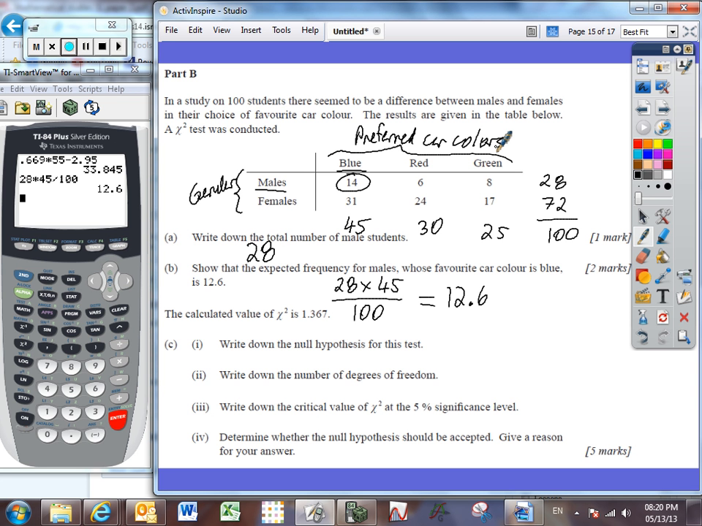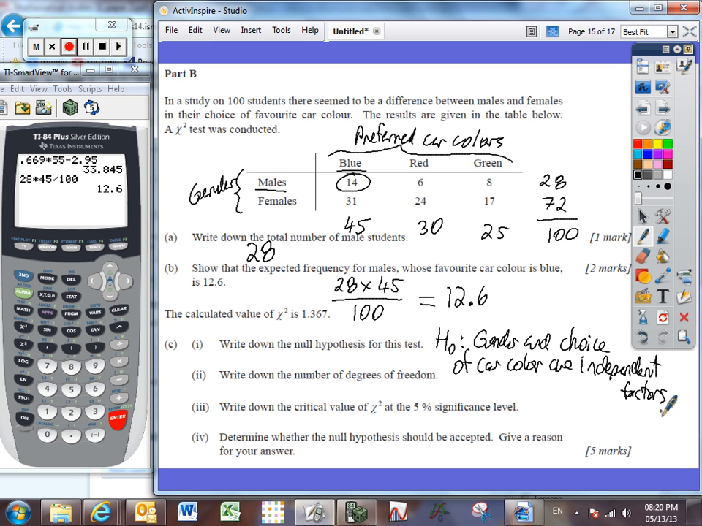Okay, so these two factors, if we're dealing with a null hypothesis, we're saying that these two factors have got nothing to do with each other. They are independent. So your null hypothesis, H0, says that gender and choice of car color are independent factors or variables or classifications.